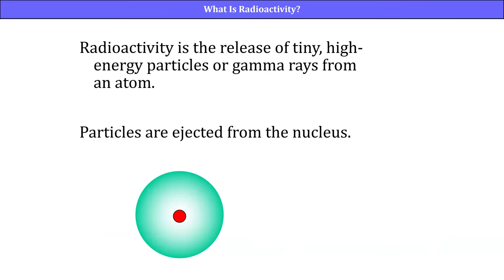So what is radioactivity specifically? It's when you have tiny high energy particles, alpha or beta particles and gamma rays. Gamma rays are just a specific wavelength of light, just like x-rays, being emitted from an atom. And usually those high energy particles are moving really, really fast, so they're ejected entirely from the nucleus. Basically, you get stuff flying out of these big nuclei.